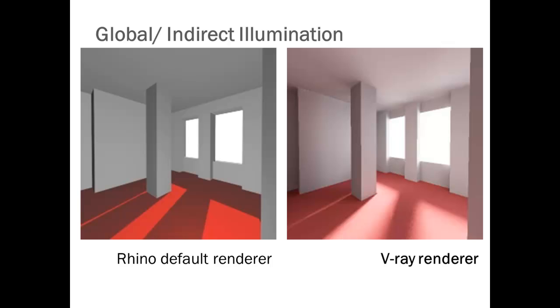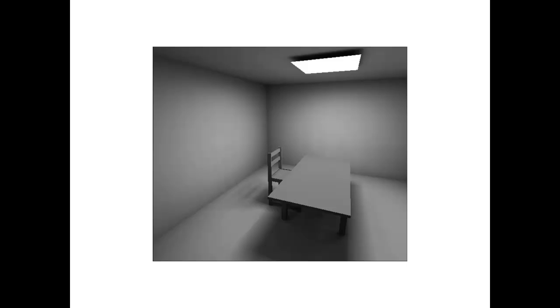All right. So what other kinds of things do we see? This is another simple rendering that's using indirect illumination. What other kinds of light effects are we seeing in this image?